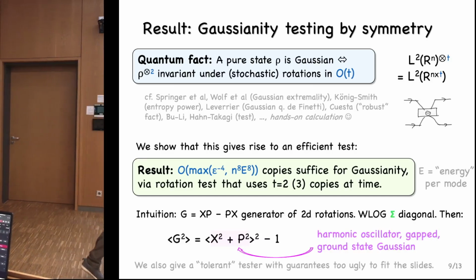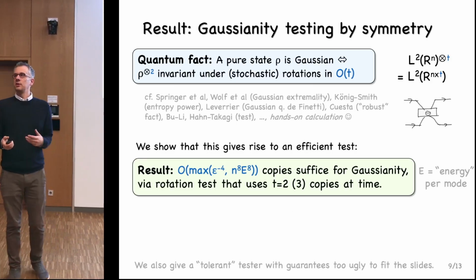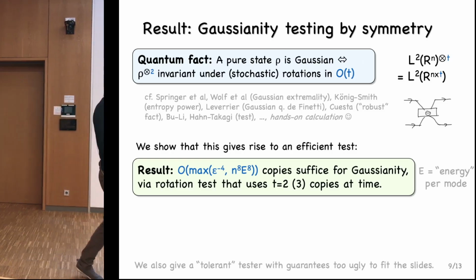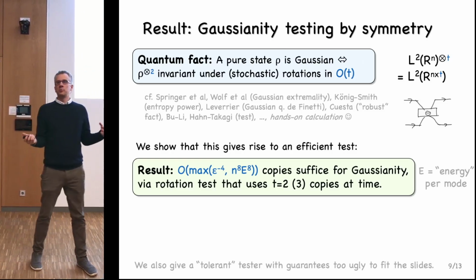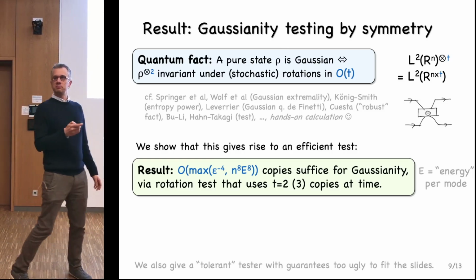Yeah, and I guess I gave you a toy version of the result. We also consider tolerant testing where you have 2 thresholds, epsilon A close or epsilon B far, but somehow the bounds are not beautiful enough to be allowed to put on the slides.